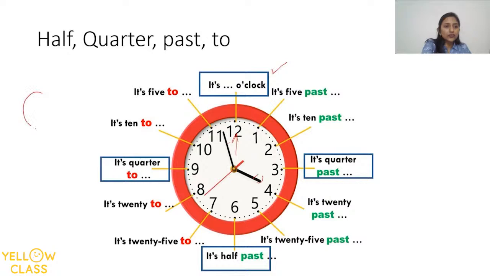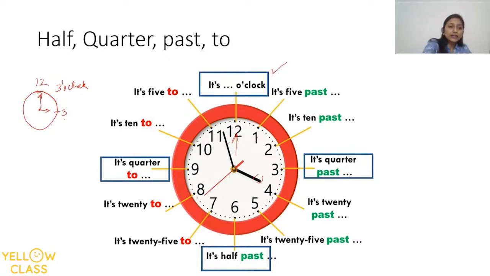Okay, let's draw it here, what I'm saying, so that it will be clear. If my hour hand is at 3 and the minute hand is at 12, this is called 3 o'clock. Everybody knows maybe. Now, all these words which you are seeing around the clock refer to the positions of my minute hand. So when my minute hand comes at 1, it's called 5 past that hour.